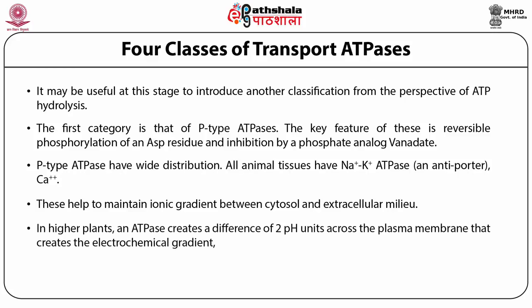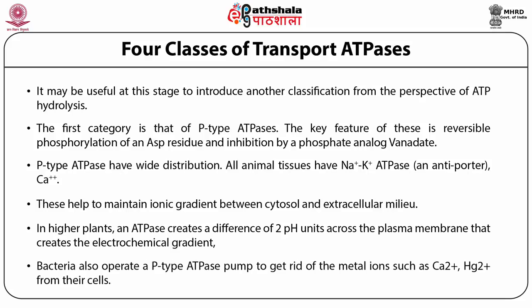In higher plants, an ATPase creates a difference of 2 pH units across the plasma membrane that creates the electrochemical gradient. Bacteria also operate a P-type ATPase pump to get rid of metal ions such as calcium ion and mercuric ion from their cells. The uptake of substances and ionic species by Neurospora also is carried out by a pump which drives out protons.